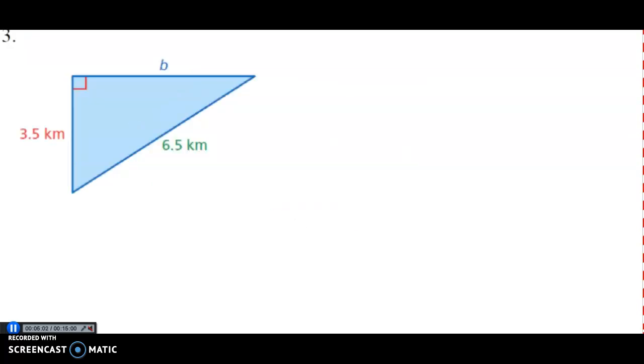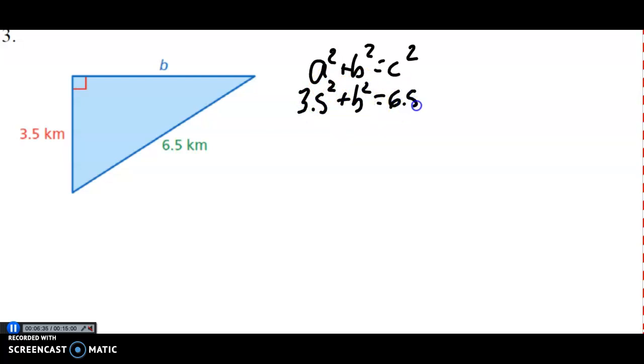All right, number 3 is a little different because number 3, we're missing one of the sides that is adjacent to the right angle. So this is actually going to be a leg that's missing. So when we solve the Pythagorean Theorem, a different variable will be in the problem. So again, every time you have a right triangle and you're finding a side, it's a squared plus b squared equals c squared. Missing a leg, so I am going to put 3.5 in for a, and b is the variable, and 6.5 in for c, and I'm going to go ahead and solve it.